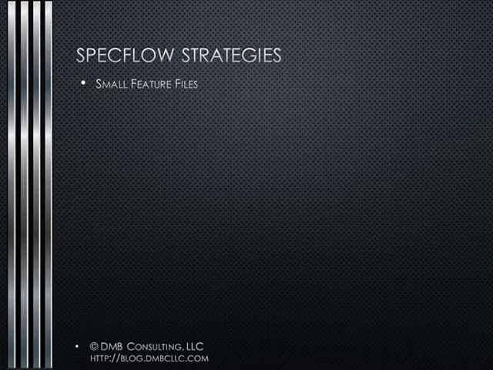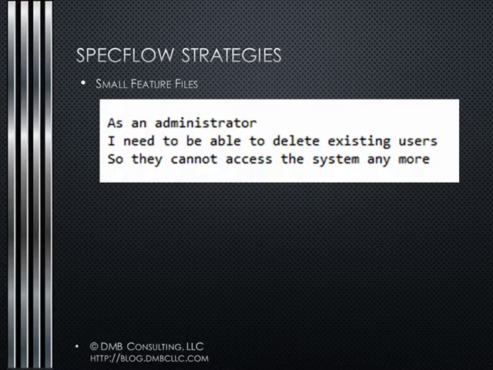And this is why, at the top of your feature file, you're stating what exactly the feature is you're trying to test. For example, as an administrator, I need to be able to delete existing users so they cannot access the system anymore, which we would probably put in the delete user feature file. Now that we've specified the feature, we need one or more scenarios for this. Each scenario is going to test the various ways you might be able to delete a user. Maybe you can check boxes and delete them all at once, or you can click one button per user and delete them one at a time. Each of those is a scenario.